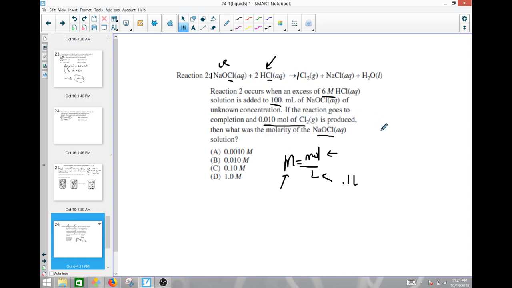All right, so what do we got for those? It says 0.01 moles of chlorine. So I must have had 0.01 moles of this guy, and the answer, therefore, is 0.1. And this would be moles per liter. 0.01 divided by 0.1 is 0.1, and therefore C is my answer.